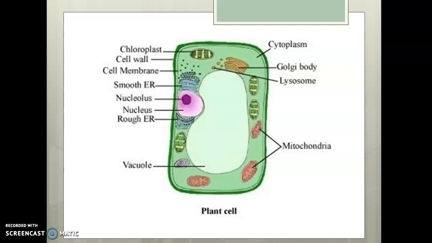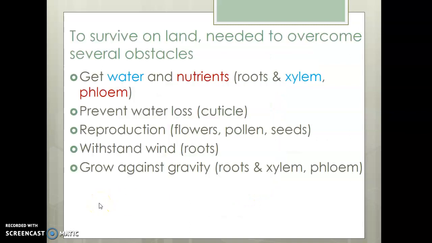Just to review again, this is the plant cell. Remember, plant cells have really large vacuoles for all the water plants have to store. And what's unique about plants that animal cells don't have is that cell wall, that extra tough outer membrane that goes around the cell membrane that provides structure and support.